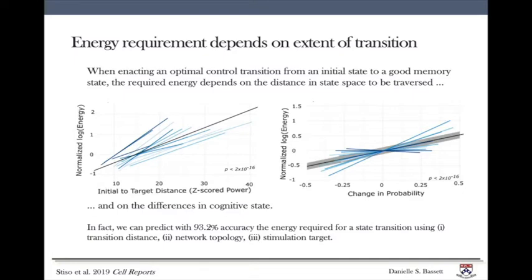Inside of this random forest algorithm, we place the transition distance, so that is how far you started from the good memory state. We also put in a measurement of the network topology, and this was based on the determinant of the Q matrix that I told you about earlier. And then we also put in the actual stimulation target, so which was the electrode that was being stimulated. And using these three pieces of information, we could predict the energy required for that transition with 93.2% accuracy, which is suggesting that we're getting something relevant for understanding the impact of stimulation on brain dynamics.